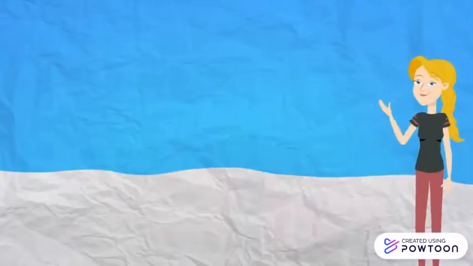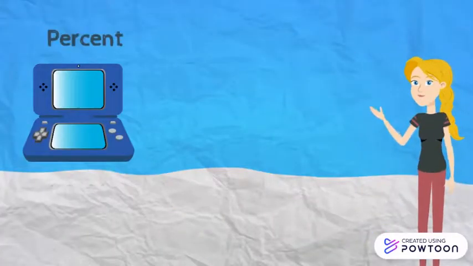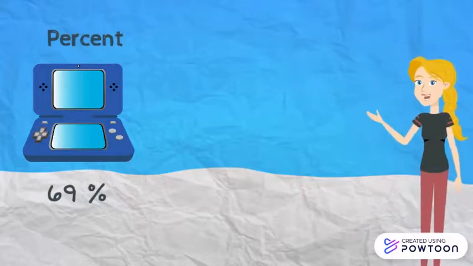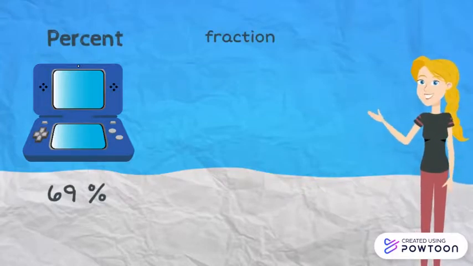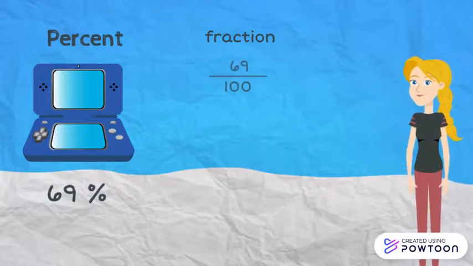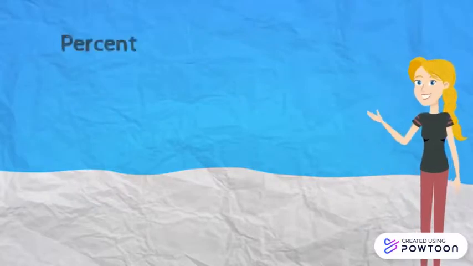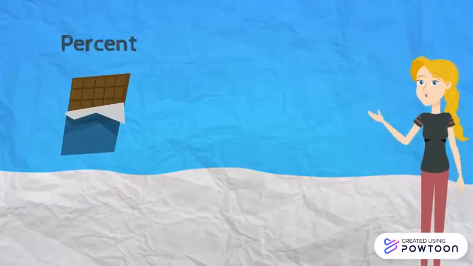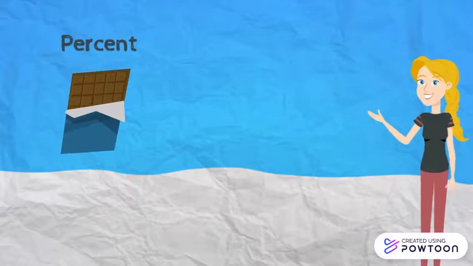You want to buy a DS that is on 69% discount. How much is 69% in fraction form? That's right, it's 69 by 100. And what about in decimal form? Good job, it's 0.69.